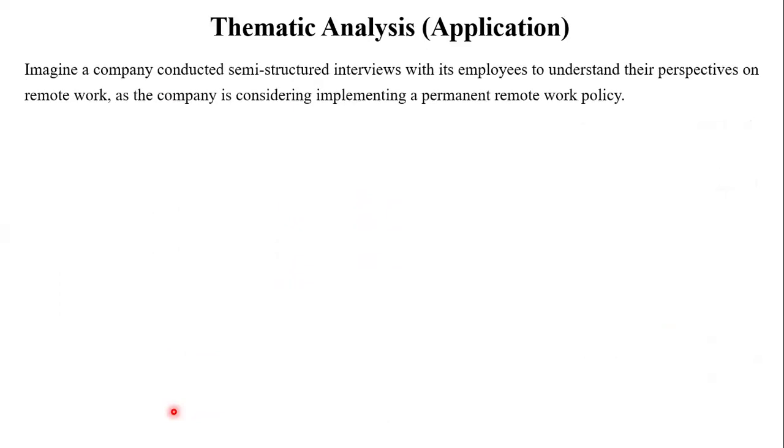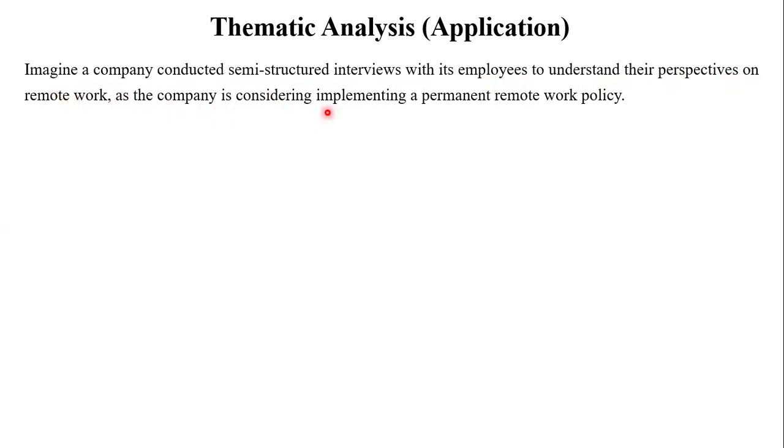Now I would like to elaborate a practical example for your understanding. So let's imagine a company conducted semi-structured interviews with its employees in order to understand their perspective on remote work.